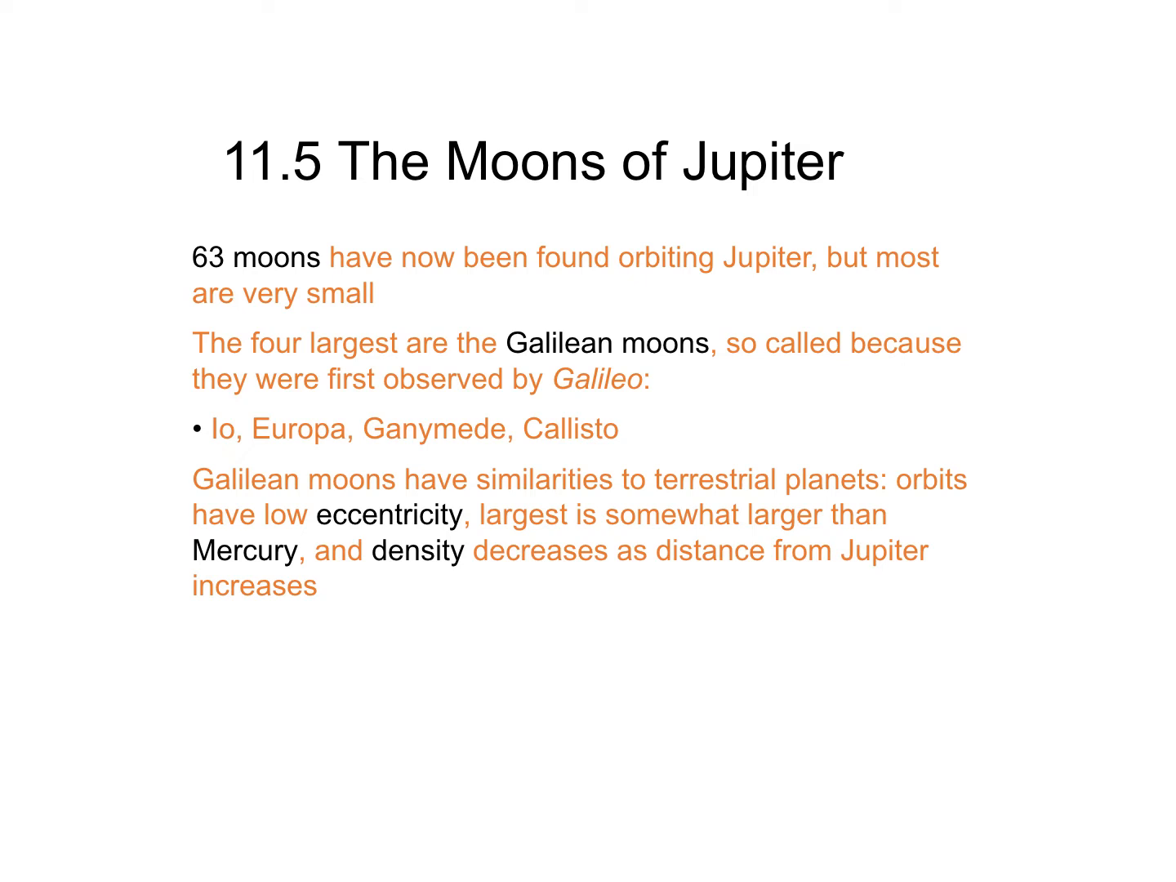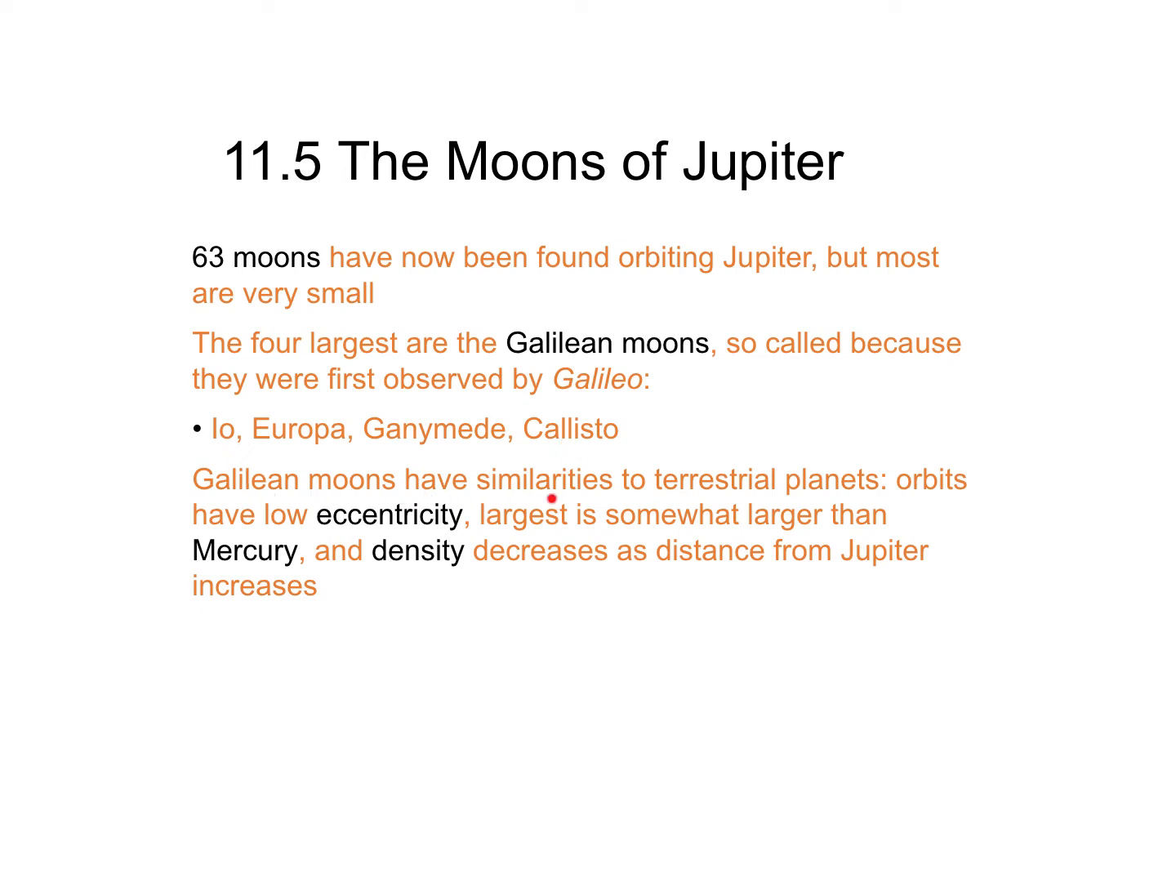Another thing that is prominent about Jupiter is it has a lot of moons. There are 63 moons that have now been found orbiting Jupiter, although most of them are very small. There are 4 very large moons that are called the Galilean moons. That's because they were first discovered by Galileo. And those are Io, Europa, Ganymede, which I already talked about, that's the largest of any moon in our solar system, and Callisto.